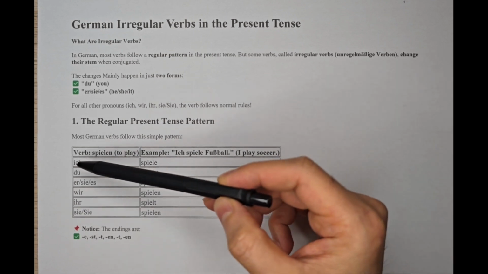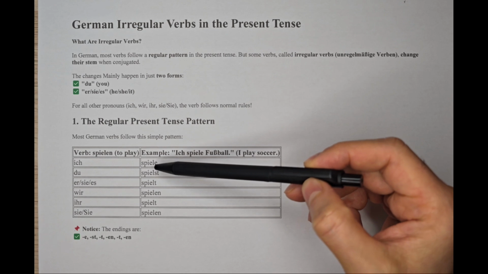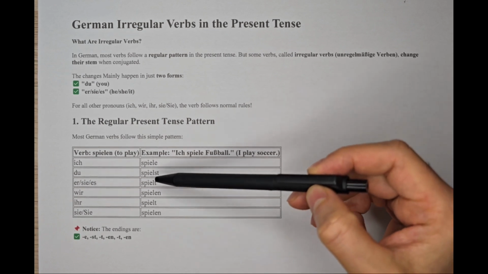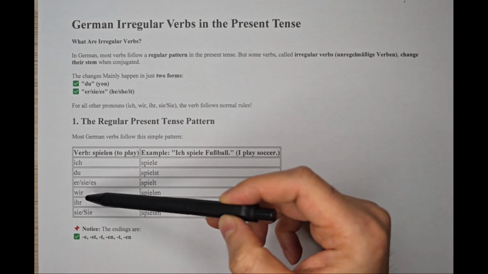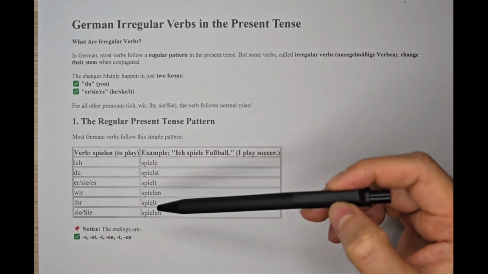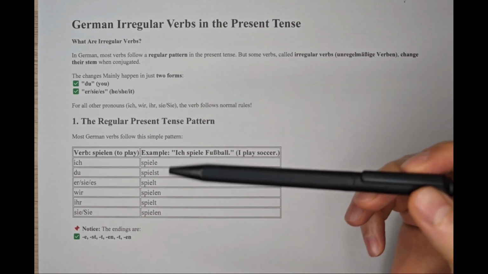For instance, in case of ich, the verb stem stays the same. You just have to add e at the end. In case of du, you have to add st. In case of er, sie, es, you have to add t. In case of wir, ihr, or sie, you have to add en, t, or en respectively.